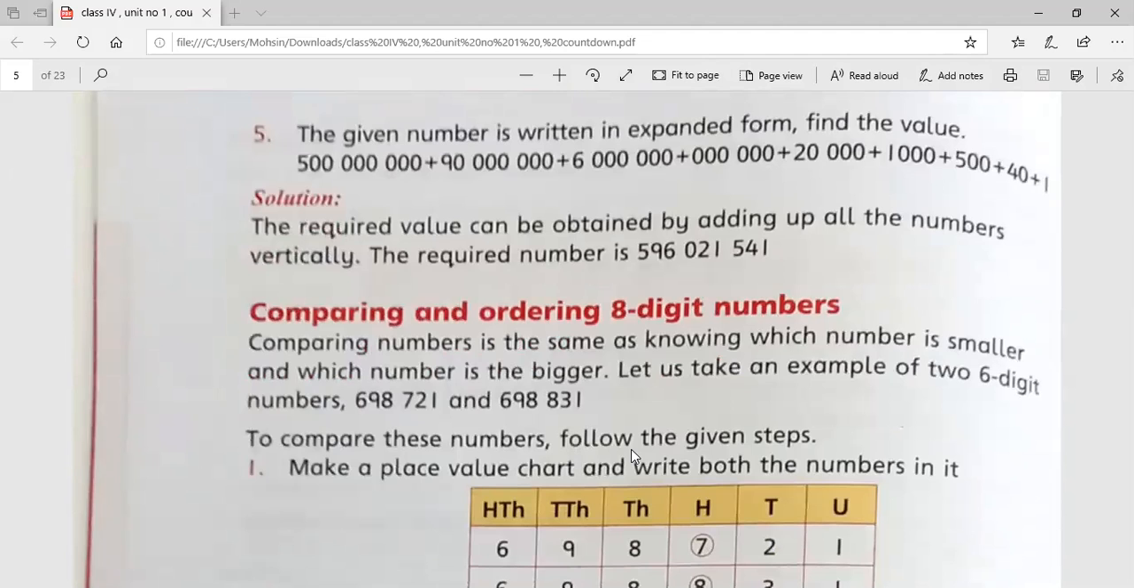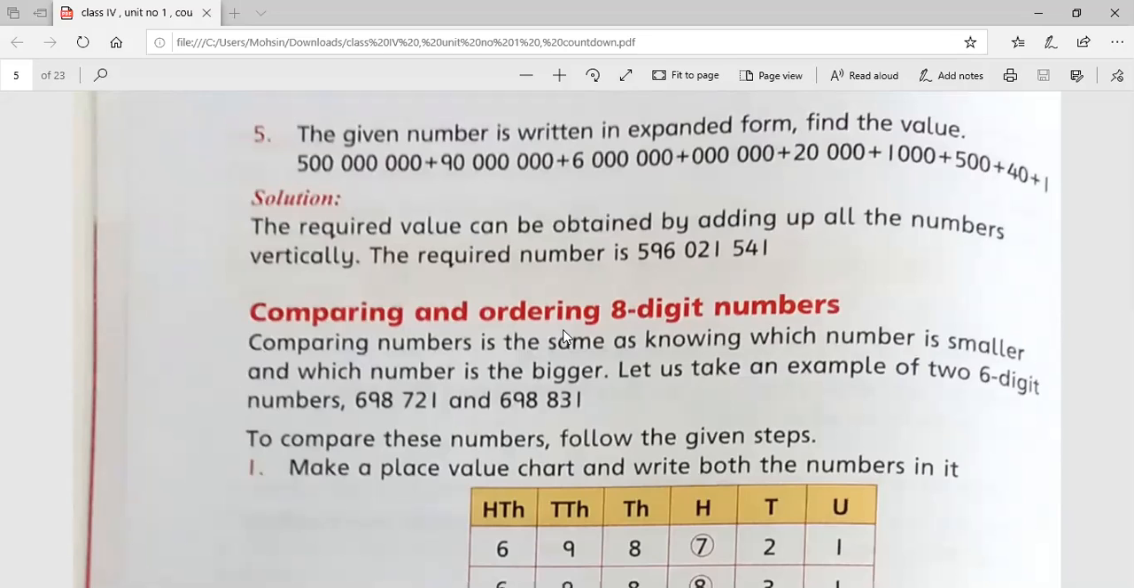Comparing means that we have 2 values and we are going to compare each other, that they are greater or lesser. Which one is greater or which one is lesser? And in the previous class, you know what is the meaning of ordering, that you have to write digits line wise. It can start from the smallest and it can start from the largest. You have to write in an order.